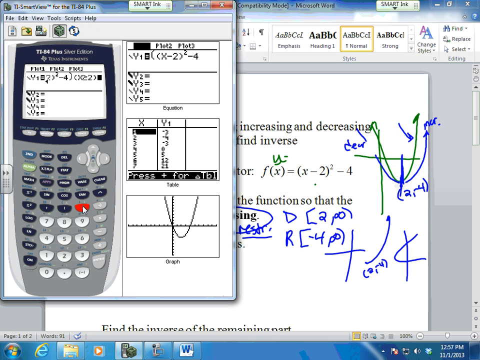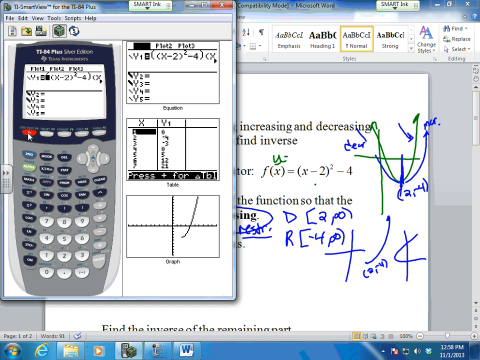Okay? So now, graph this. There's the part of my parabola that's increasing. That's the only part I want. Okay, so go back to your y equal.